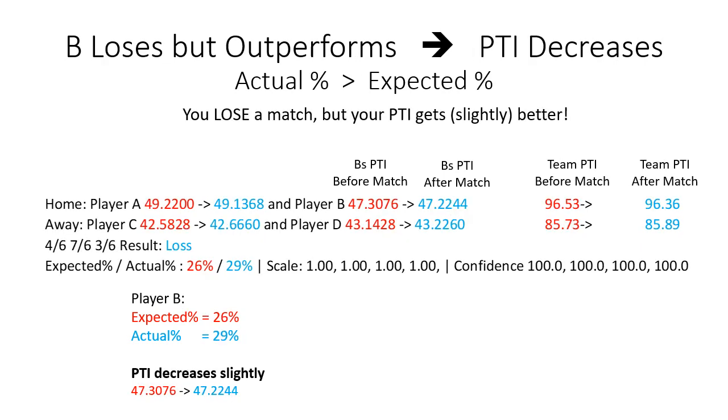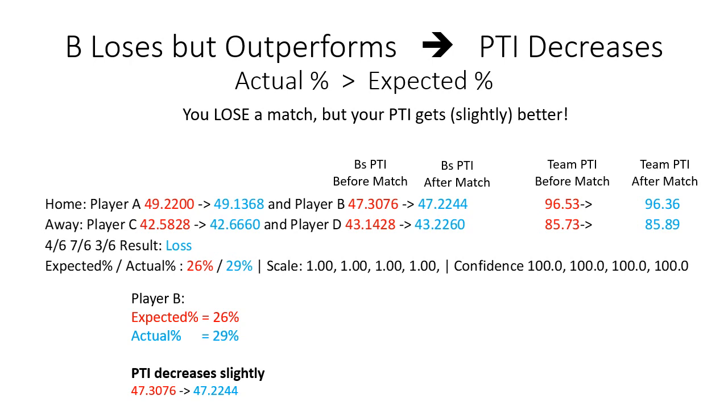In this example, a team loses a match, but it actually does better than expected. In this case, the PTI will get slightly better. Again, this data is from player B's perspective. The home team's combined PTI is 96.53 and their opponent's is 85.73. The away team is the favorite here, so the home team's expected percent is only 26%.